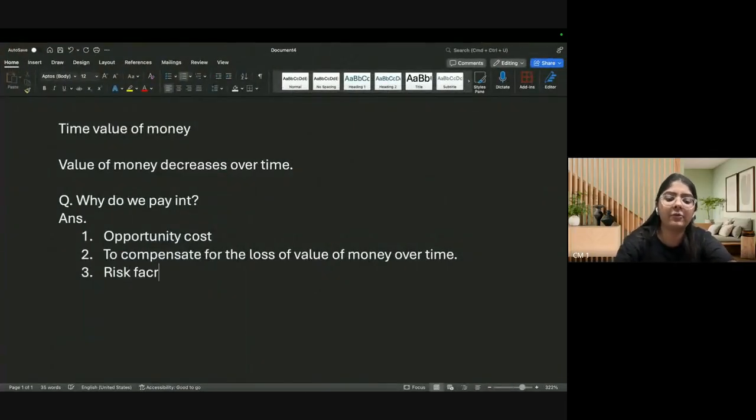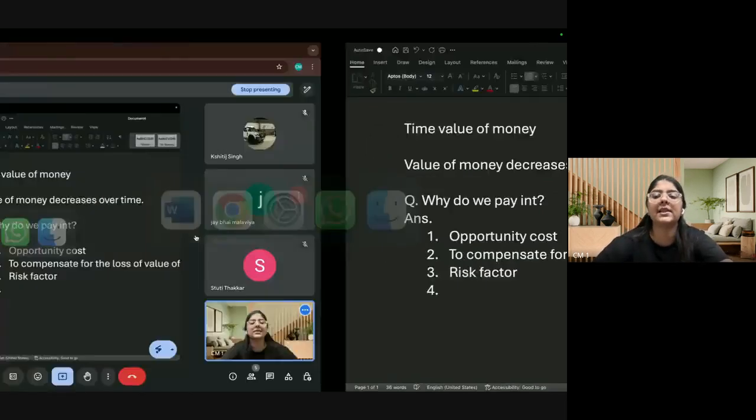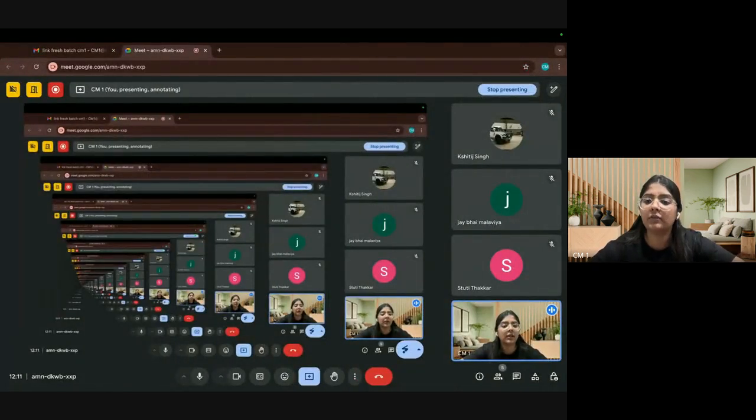There will be various types of risks. The risk that I am talking about here, where I am defaulting on my payment, is credit risk or default risk.